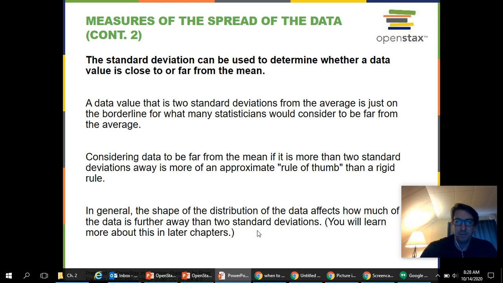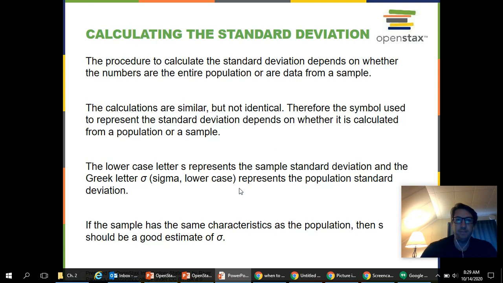The shape of our distribution affects how much of our data is further away than 2 standard deviations. We're going to talk more about the shape of the distribution in a little bit. Calculating the standard deviation is a pretty difficult task. We'll get to that in the next slides.